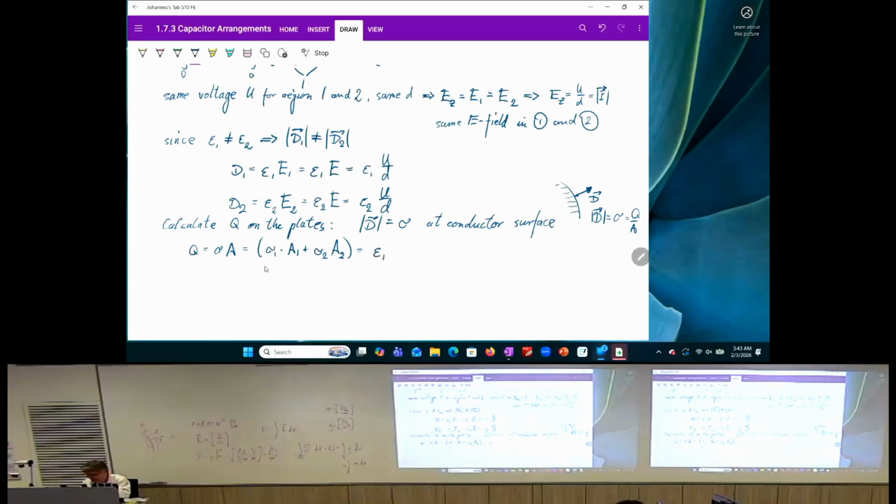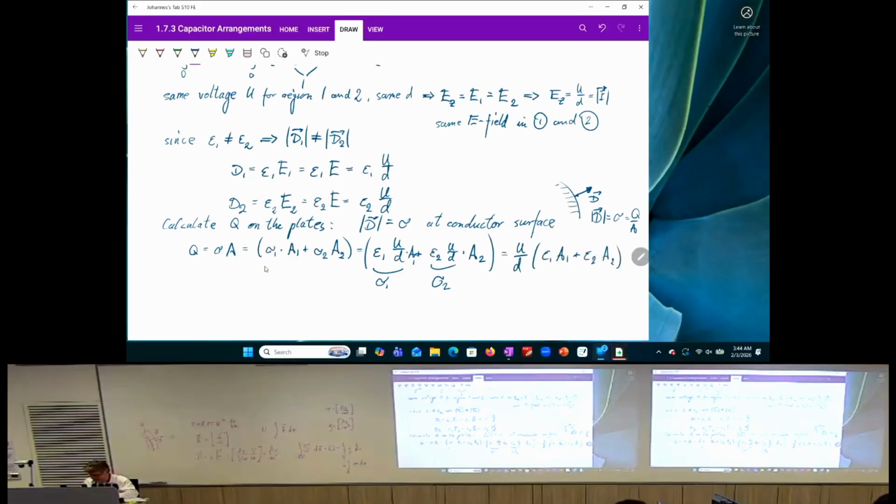So that would be epsilon 1 times U over D, that is our sigma 1, plus epsilon 2 times U over D, that would be sigma 2 then. And this times A1 and this times A2. So this is our total charge. The U and the D is constant for both regions. We can pull it out. Then you get U over D times epsilon 1 times A1 plus epsilon 2 times A2.